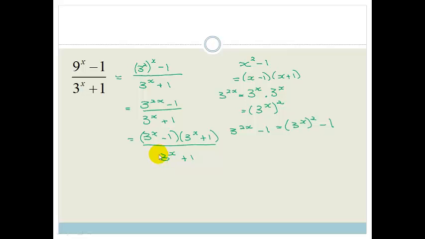And then you can see that this whole thing here is the same as that bracket there, so we get to cancel it, and what are we left with? We're left with 3 to the x minus 1, and that's the answer.